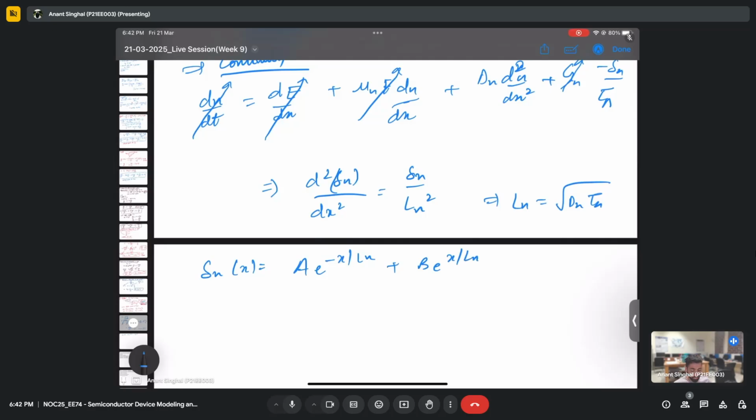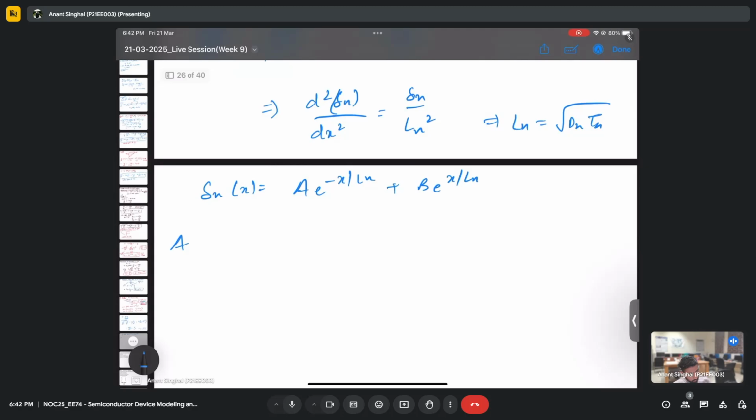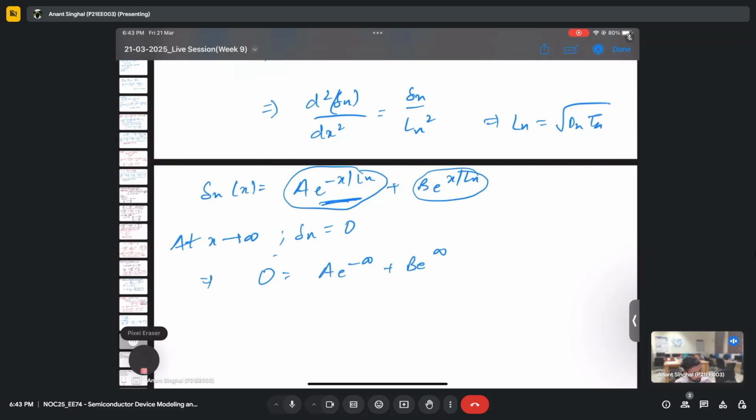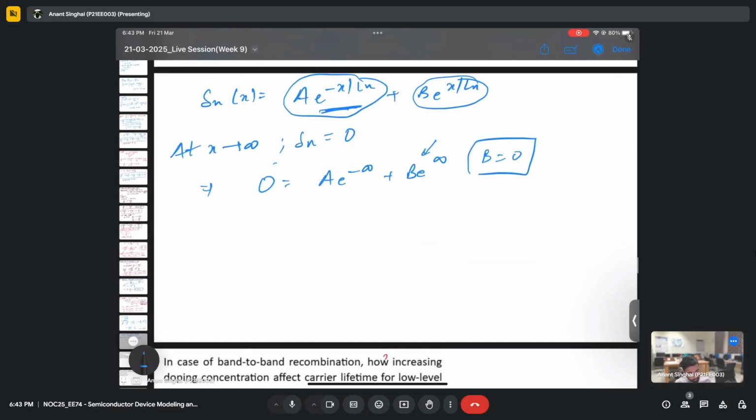So now we need to find the delta n to find the Jn. We will find it based upon the given conditions. If I talk about the infinite position, all the minorities will be gone, because at infinity there cannot be any minority carriers left. So if I put x equals infinity, the first term will become 0 and this term will become infinite. So what I can write is 0 is nothing but A exponential of minus infinity plus B exponential of infinity. To satisfy this, the only way is B will be 0. So we have reduced the equation to one term, which is A exponential of minus x by Ln.